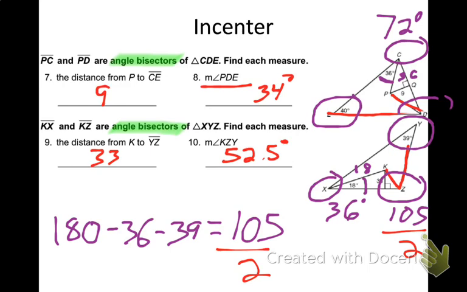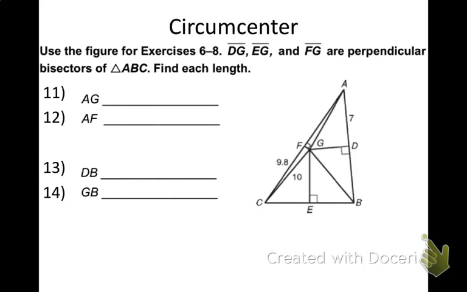Whew, a lot of information there, I know, but it's still the same thing. Angle bisectors cut angles in half, equal distance to the side. Perpendicular bisectors, congruent to the endpoints, the vertices. Notice the difference in the two. Try these 4. This is dealing with the circumcenter. Recognize, I'm talking about the circumcenter now, which is the perpendicular bisectors. Take a couple seconds to try these.